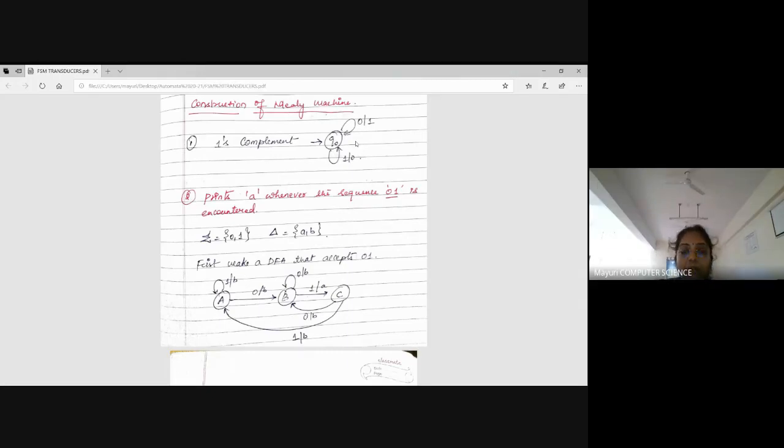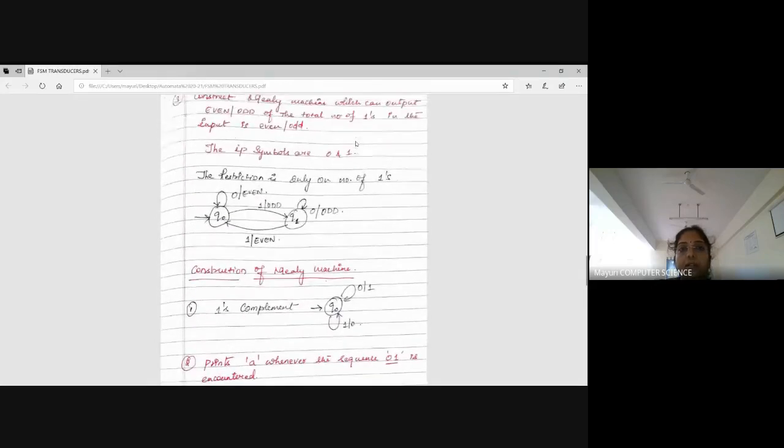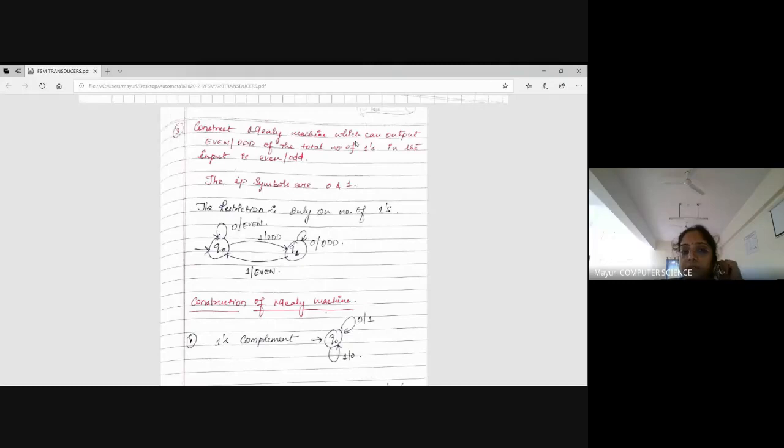And I think there is a question below this. Let's go with this Mealy machine where you construct a Mealy machine which can output even or odd of the total number of ones in the input, whether the input is even or odd. The input symbols are zeros and ones. So here you have two different outputs. It is given in the question that it can output even or odd. Your output categories are either even or odd.